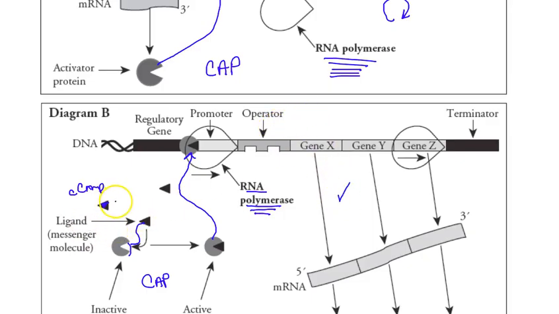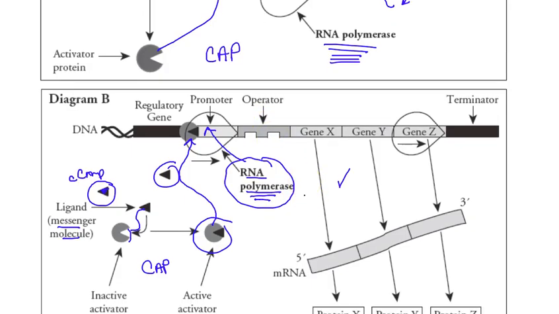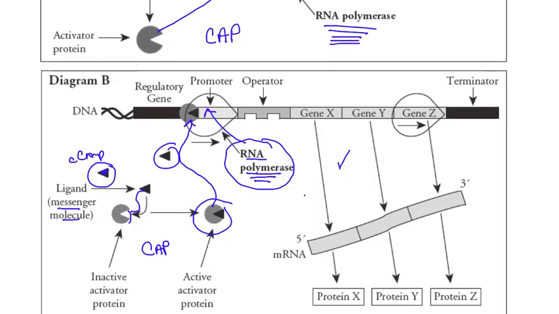If I increase the amount of this cAMP, this messenger molecule, I will increase the rate that it activates the CAP, which in fact will increase the rate that it attaches to the promoter, which will increase the rate at which RNA polymerase will attach and therefore transcribe. So the positive type of control here is really an enhancer. It basically increases the rate of the on position.